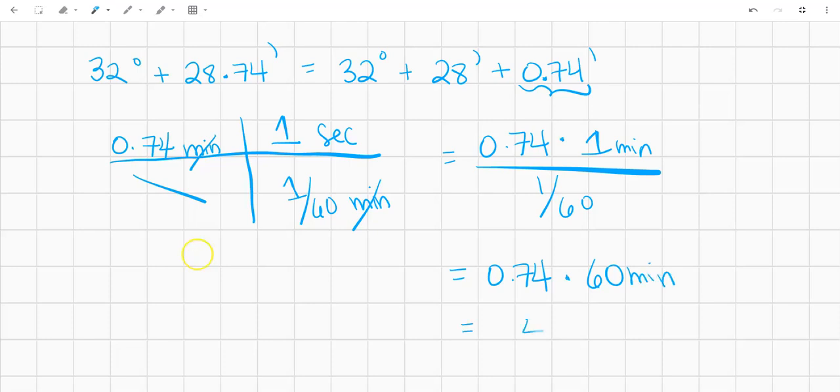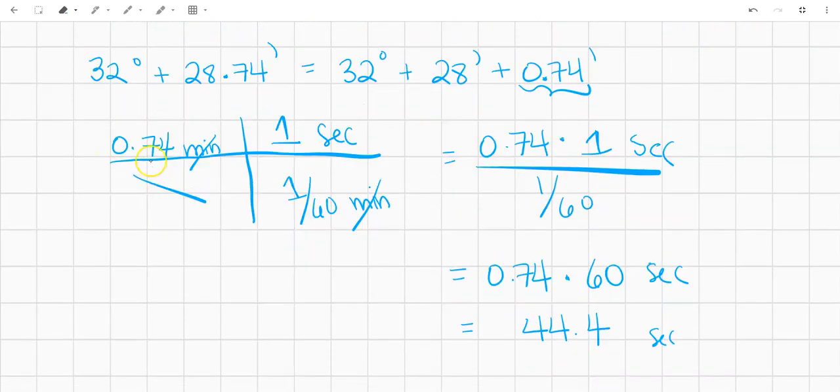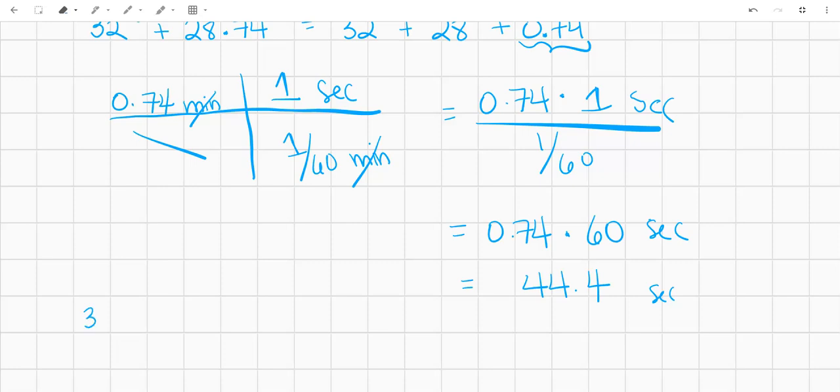This gives me 44.4, not minutes, seconds. Sorry, let me fix that. So this gives me 44.4 seconds. We can get into milliseconds, but there's no need. We can now rewrite our entire degree as 32 degrees plus 28 minutes plus 44 seconds.